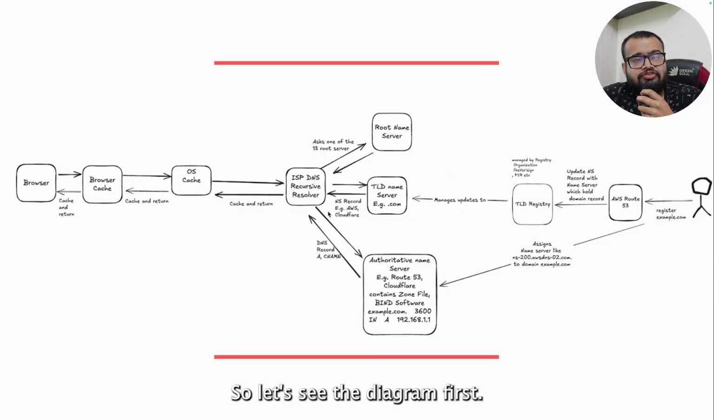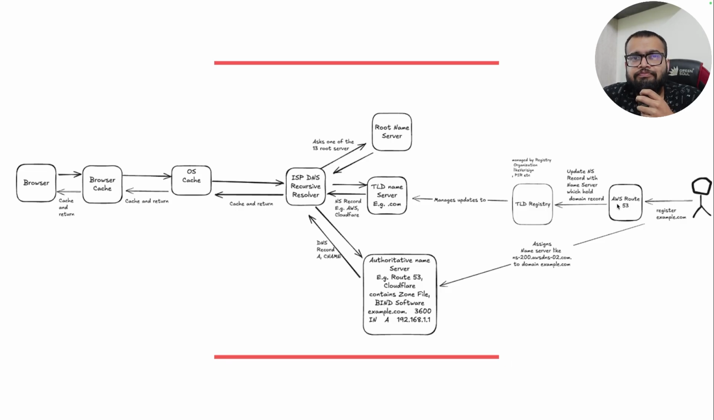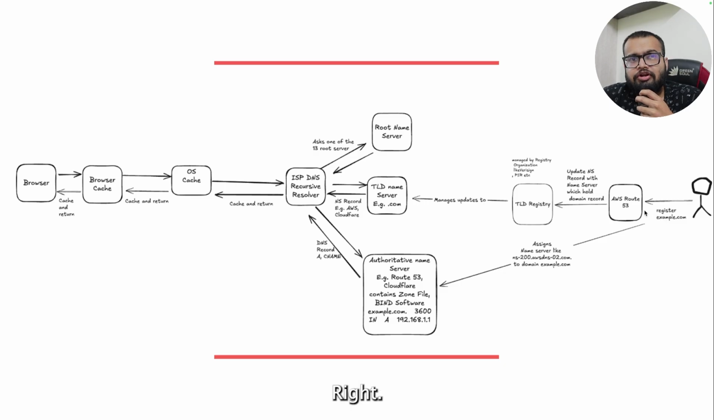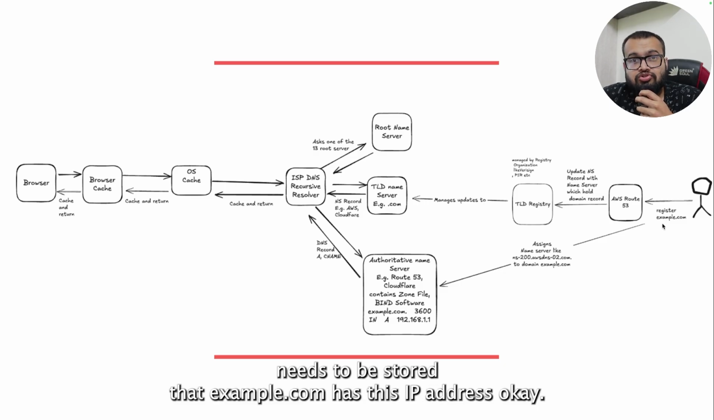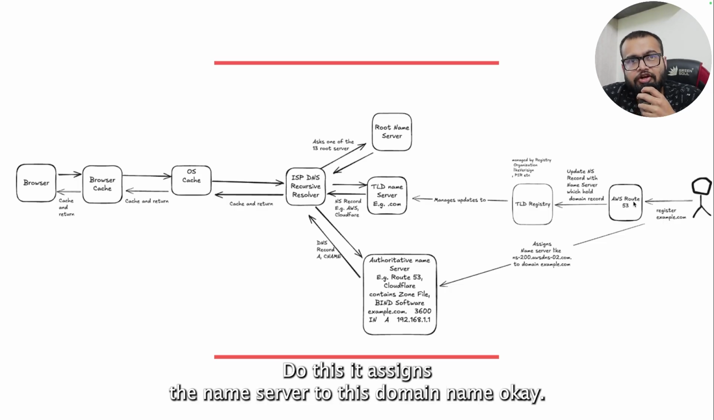So let's see the diagram first. Let's suppose you bought a new domain example.com. You registered at GoDaddy or AWS Route 53. When you're registering it, an IP address needs to be allocated to it, and this information needs to be stored, that example.com has this IP address. So what AWS Route 53 internally does is it assigns the name server to this domain name.